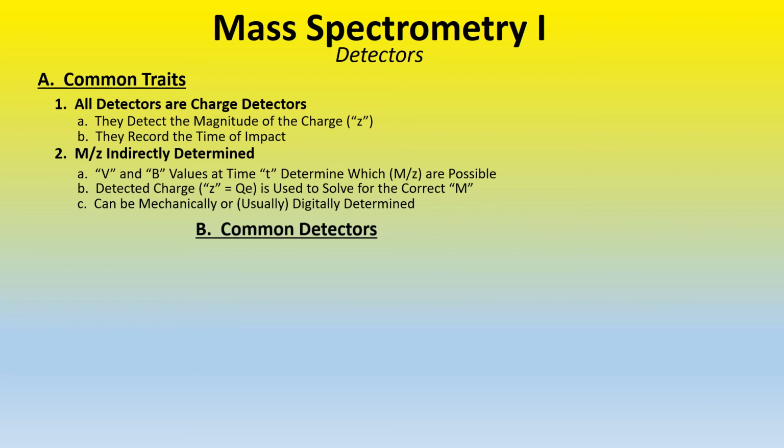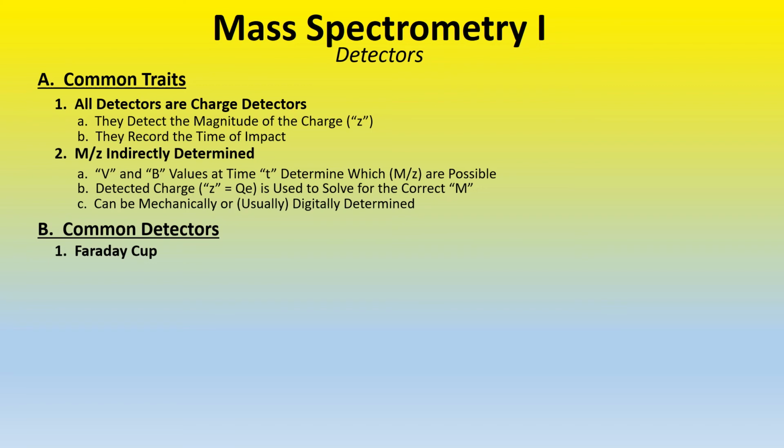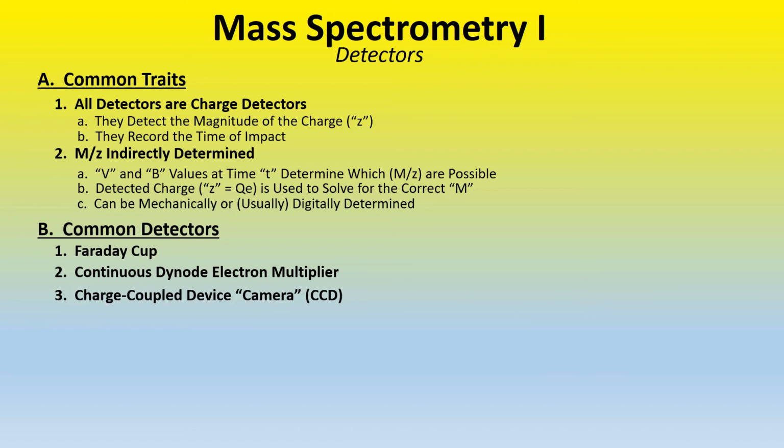There are again a multitude of options. Your common detectors are 3 in number. You can have what's called a Faraday cup, a continuous dynode electron multiplier, or a charge-coupled device camera, or a CCD camera.